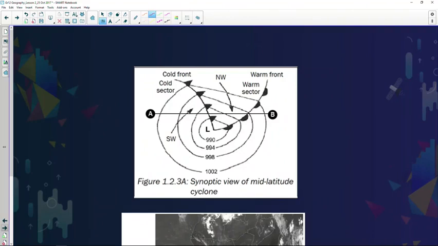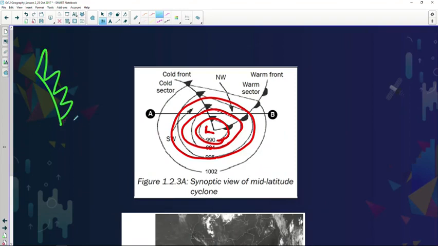Now, on our next slide is a beautiful example of a mature stage of a mid-latitude cyclone. As you can see, it's a low pressure system. You can see the isobars are oval shaped, and it's a gentle pressure gradient. When the isobars are very close to one another, as in our next lesson on tropical cyclones, there are extremely strong winds. So this is quite a gentle pressure gradient. The isobars are not that close to one another.